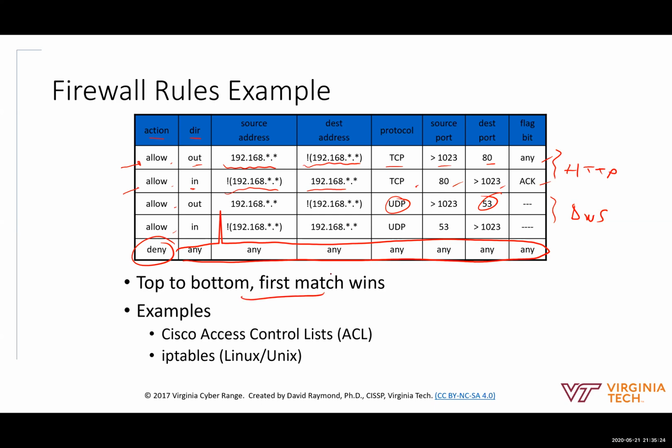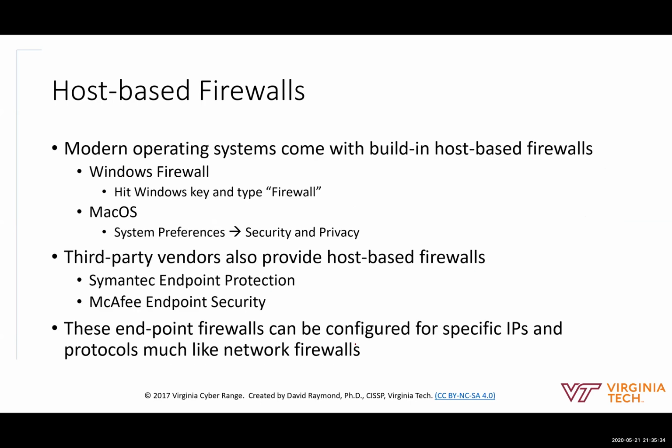Some examples, Cisco has these access control lists, which look something like this, and then there's the Linux, Unix IP tables. That's a host-based firewall for Unix or Linux. Most hosts these days come with a built-in firewall. So your Windows 10 computer has a built-in firewall. You can turn that off, but the default behavior is that it's on. Mac OS comes with a built-in firewall. Linux comes with a built-in firewall called IP tables.